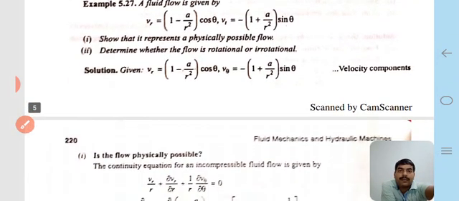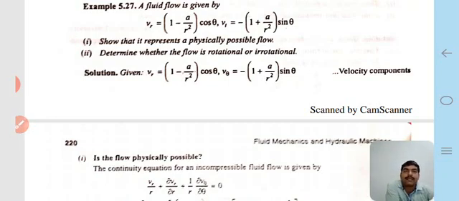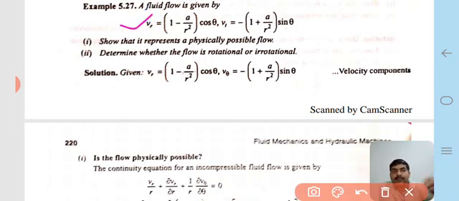Now we come to the next type of example we see in the picture: a fluid flow is given by Vr, the radial velocity, Vr equal to (1 minus a upon r square) cos theta, and the tangential velocity Vt equal to minus (1 plus a upon r square) sin theta times r. First, show that it represents a physically possible flow, and second, determine whether the flow is rotational or irrotational.